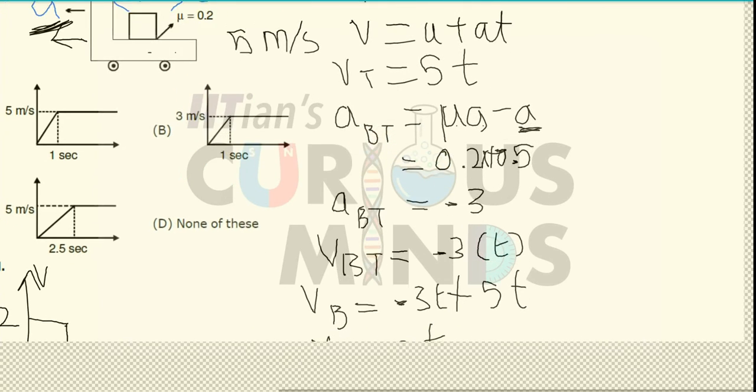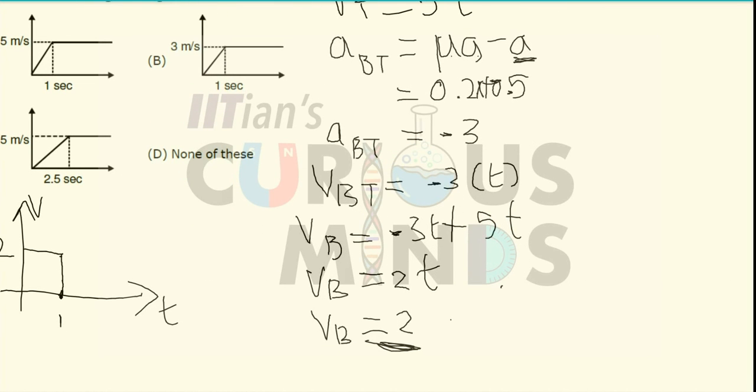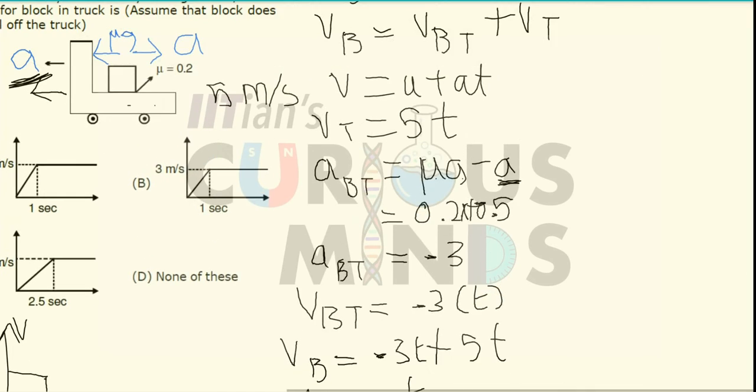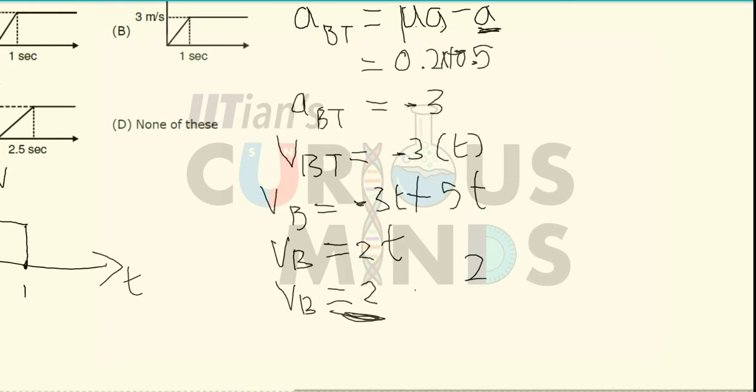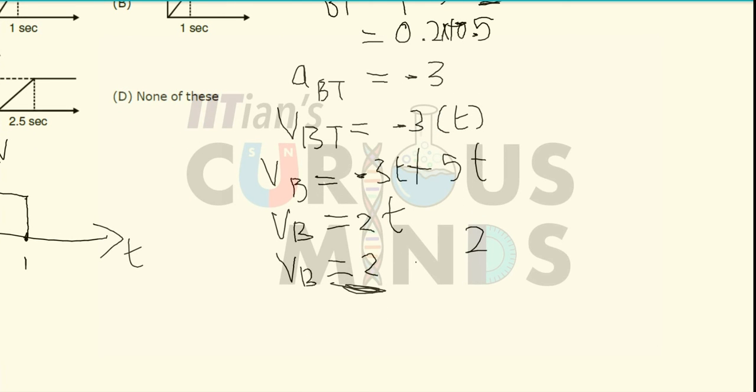So now the velocity of the block is 2. Now the block has only one acceleration, that is the frictional force, as I have marked over here. Since the truck has stopped accelerating, its acceleration is equal to 0. So now the acceleration of the block is equal to 2. Now it has to gain a final velocity of 5. Initial velocity is equal to 2, and the acceleration is equal to 2.